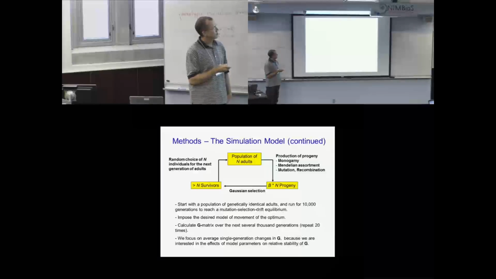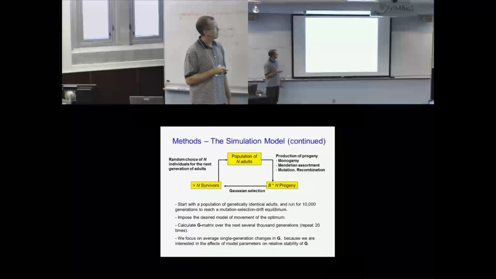Those individuals produce progeny. Usually the mating system is monogamous, unless we have some reason to do a different kind of mating system. We just assume regular Mendelian assortment and a sexually reproducing organism, right? So that it's easy to keep track of whose alleles go to which individual. Each individual obviously inherits one allele at each locus from each parent. We have mutation and recombination during this phase of the life cycle. Then we have some number of progeny that are produced, where B is the fecundity of females, basically.